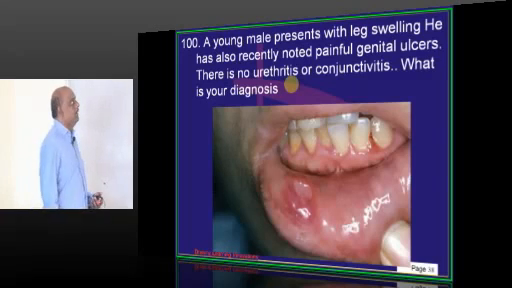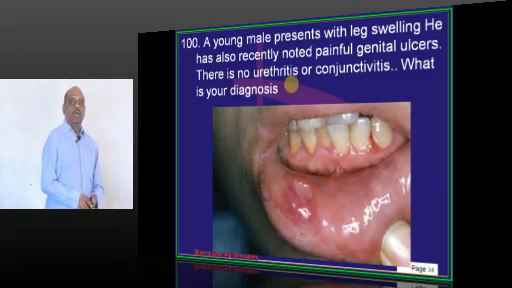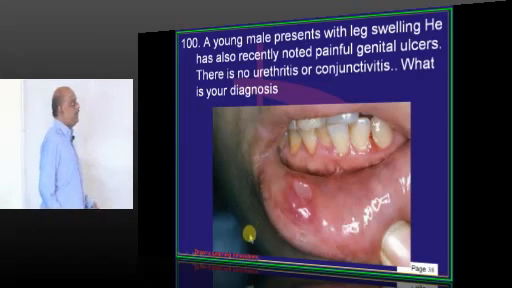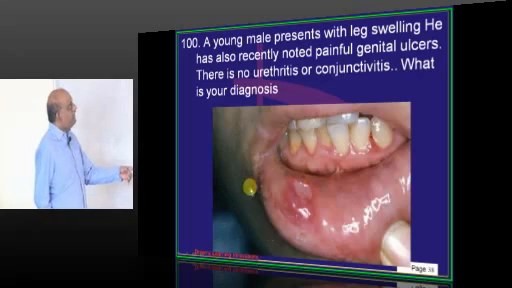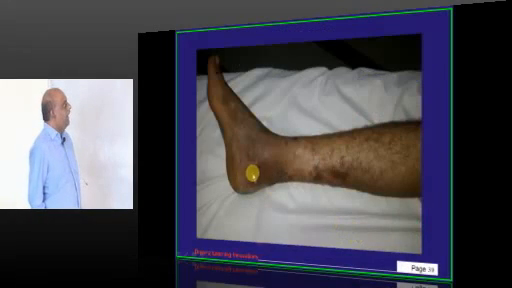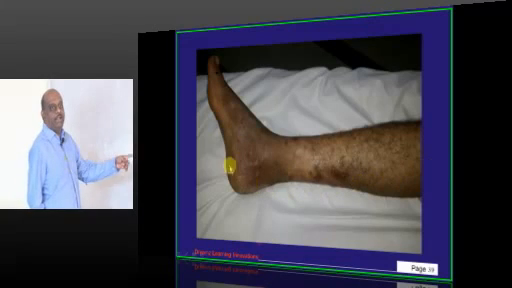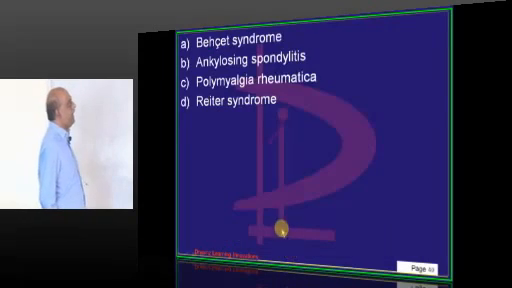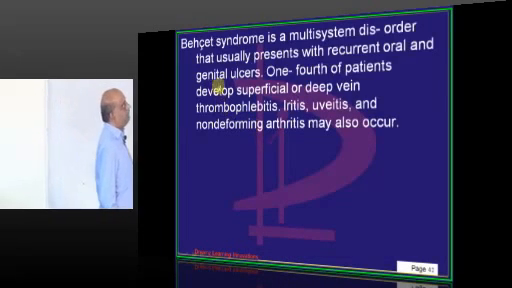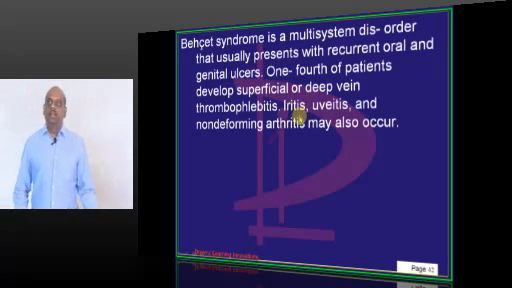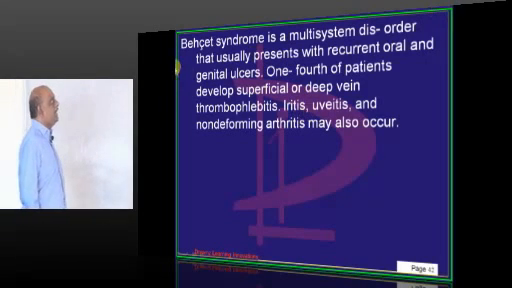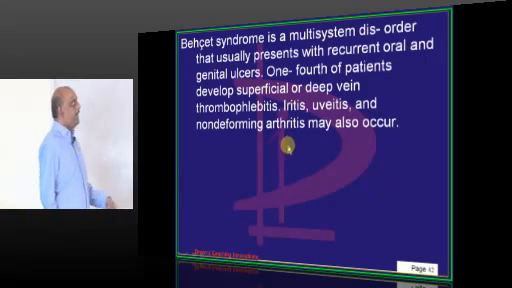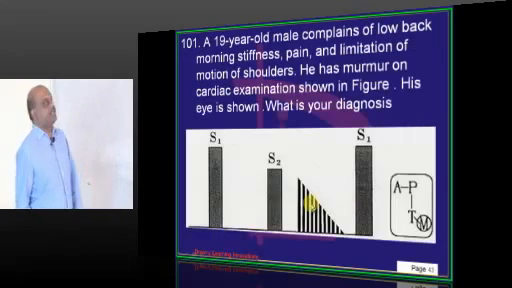A young patient is having swelling of the leg, also painful genital ulcers, no urethritis or conjunctivitis. What is your diagnosis? He is having aphthous ulcer, and he is also having thrombophlebitis. So what condition can explain all these clinical features together? Behcet syndrome. Behcet syndrome is a multisystem disorder where you have recurrent oral and genital ulcers, superficial and deep vein thrombophlebitis, iritis, uveitis, non-deforming arthritis, etc.